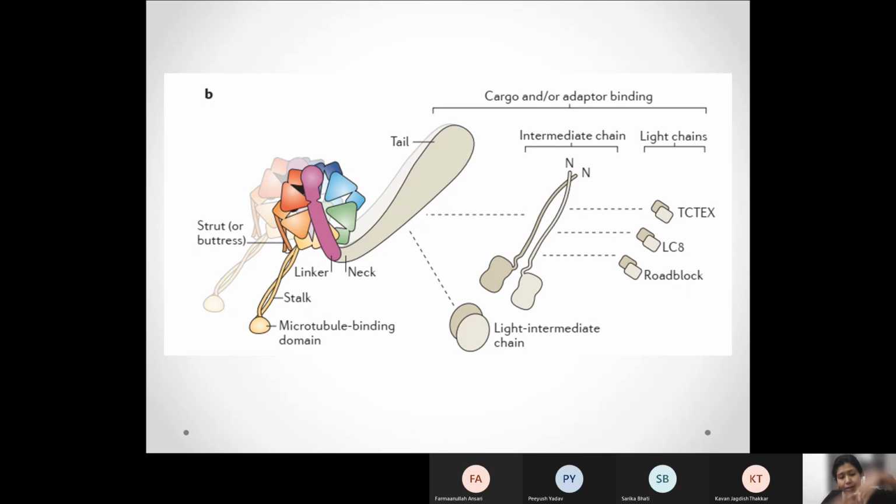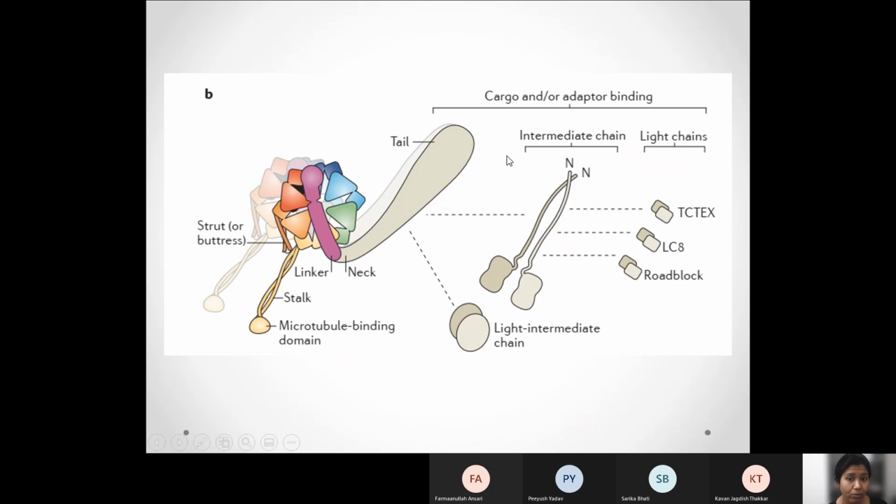So the motor heads are actually walking on the microtubules, and you have the cargo carrying end at the other end. And if you remove this coiled coil domain and the cargo carrying head, the rest of it still functions in binding to the microtubule. A similar thing, you translate that to Dynein. You cut off this, the rest of it would still bind to a microtubule. So this region is what is giving it selectivity towards the cargo.